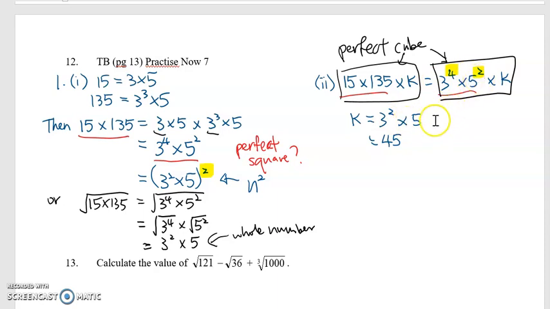The question wants the smallest value of k, so this would be 45. Now, if they didn't say that it's the smallest, with no limit to k, then I can multiply by even more 3's, more 5's. I can even multiply by 7 cube, or 11 cube. As long as the powers are all multiples of 3, it's fine. But in this case, they want the smallest value, so we will keep k as small as possible. Now let's go on to part 3.